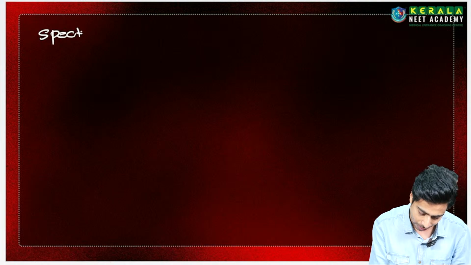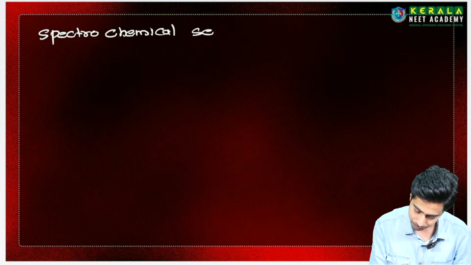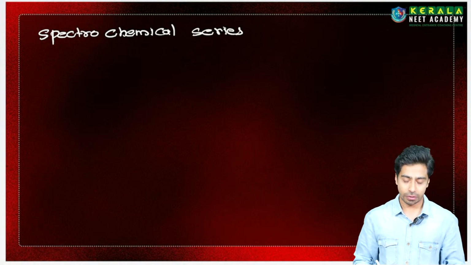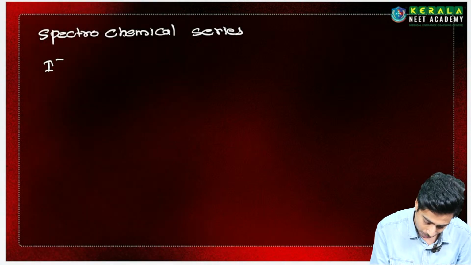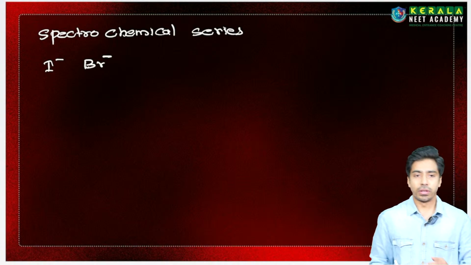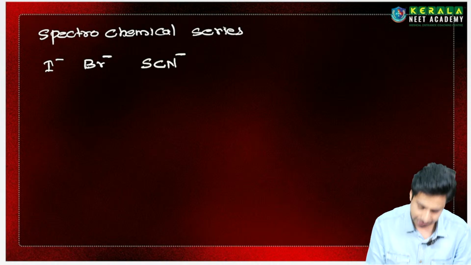Now we'll go to our spectrochemical series. So we'll recall that story that I have done. So iconic Bharatiyan, so Br minus. Iconic Bharatiyan, who is Sachin, SCN minus.